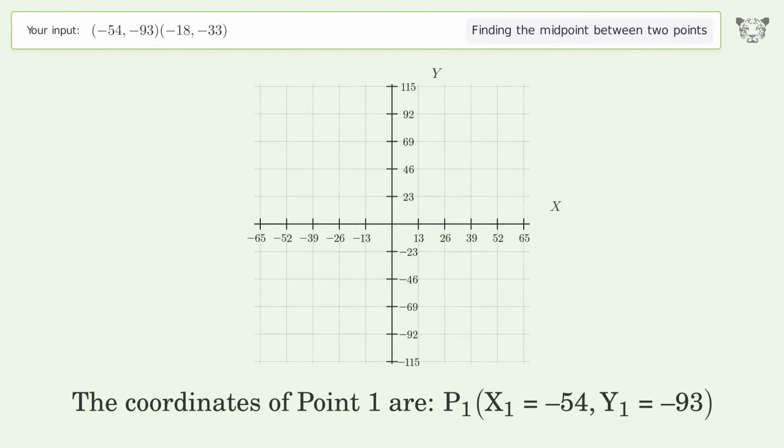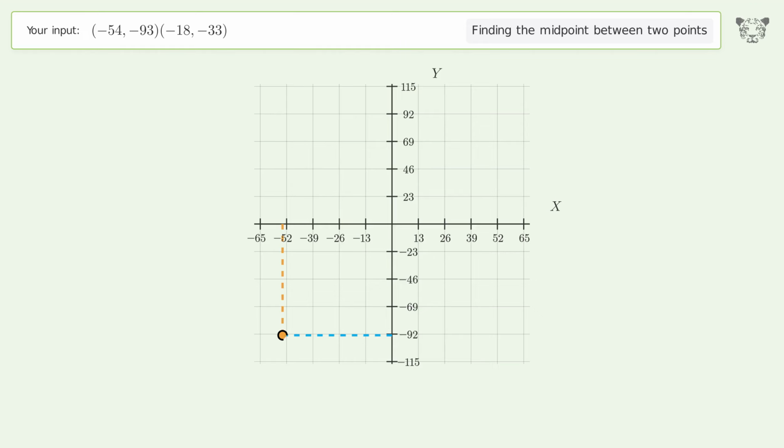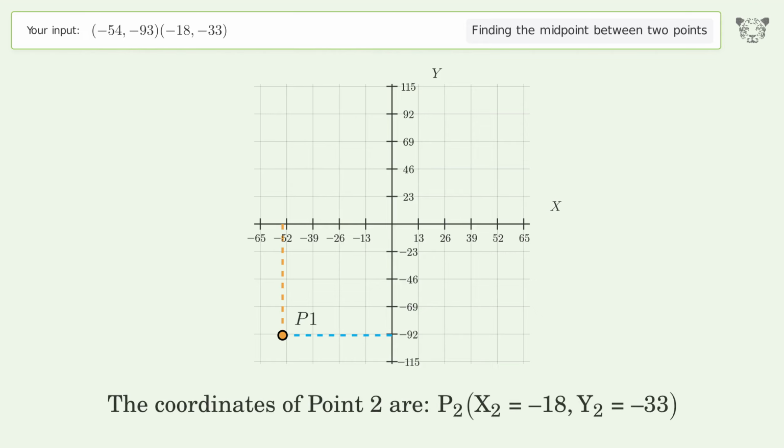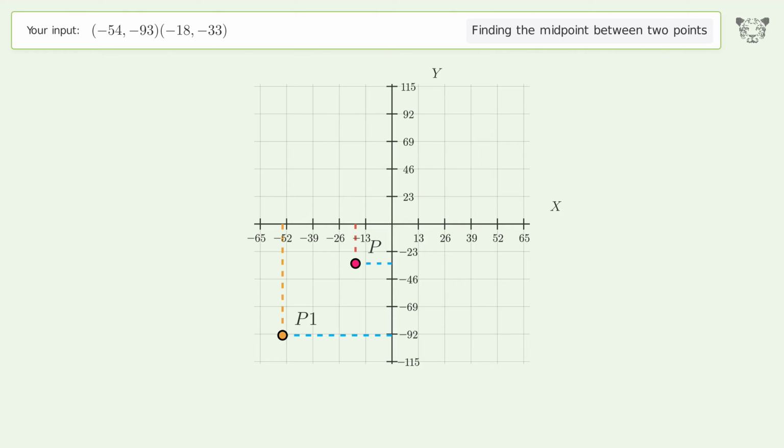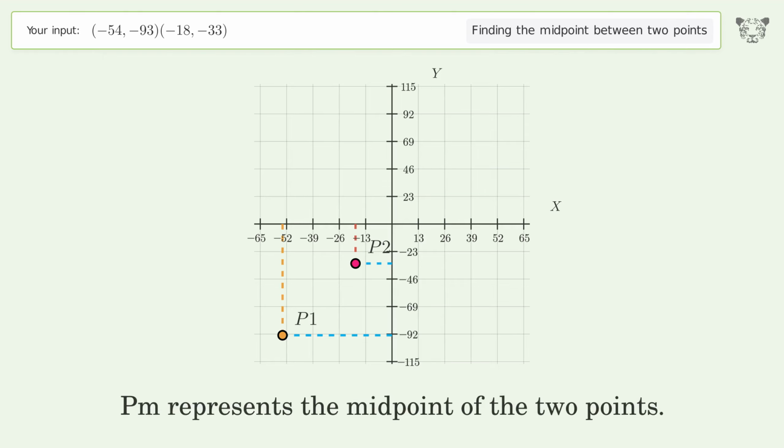The coordinates of point 1 are x1 equals -54, y1 equals -93. The coordinates of point 2 are x2 equals -18, y2 equals -33. PM represents the midpoint of the 2 points.